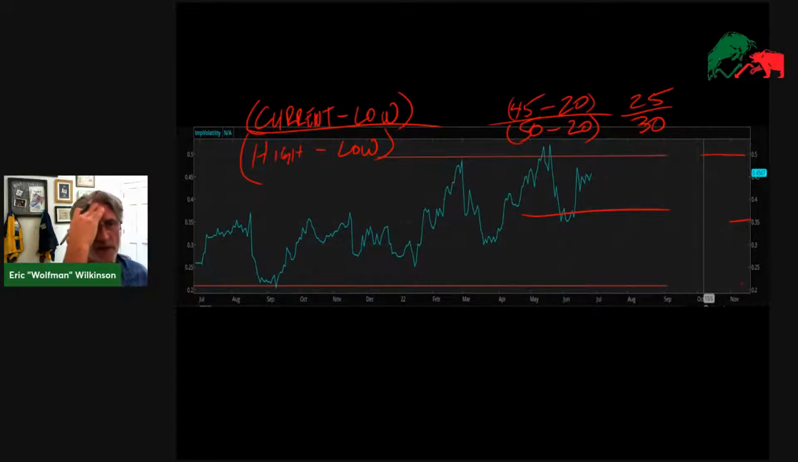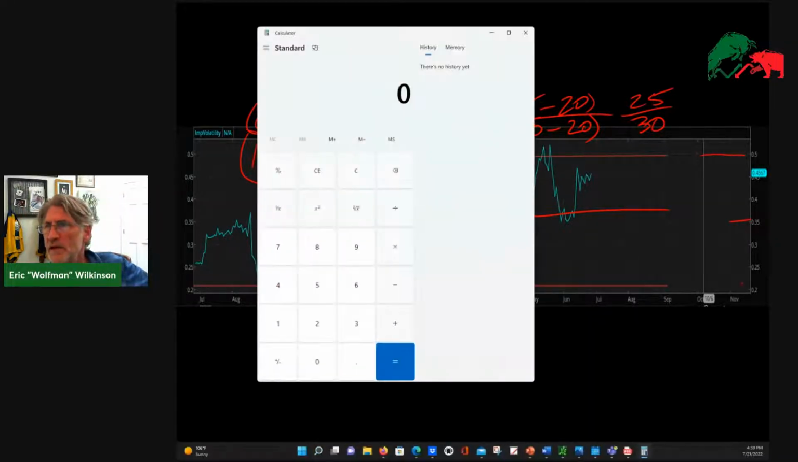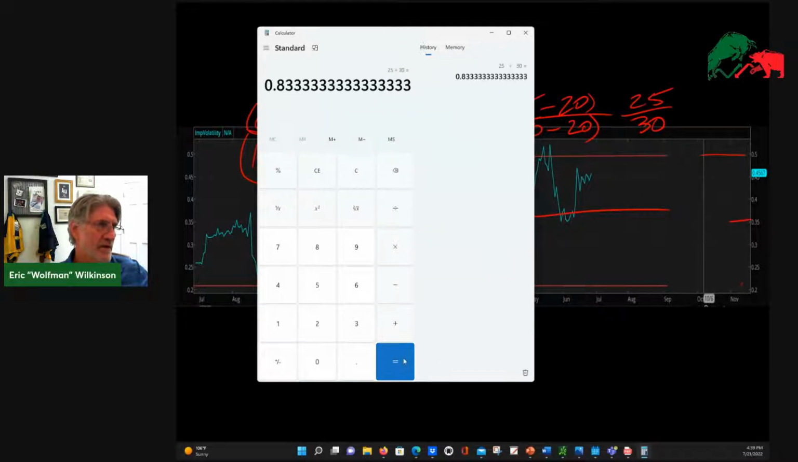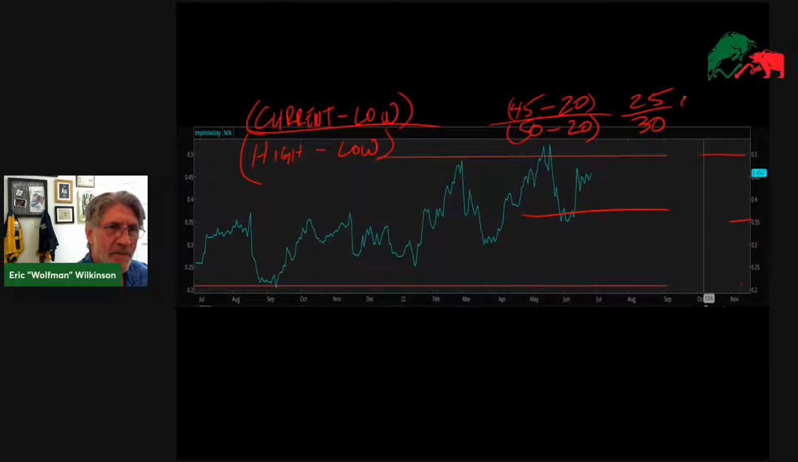I'm basically in the, is that 90th percentile? I'll have to do the math. My brain is not doing math right now. If somebody's got a calculator, that would help quickly. Can somebody do that math for me? I'm searching for my calculator. All right, here we go. So 25 divided by 30, 83 percentile.